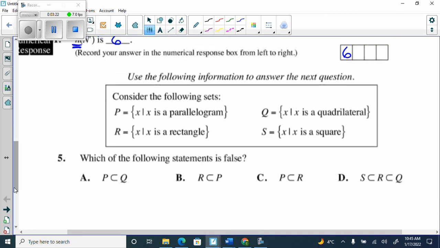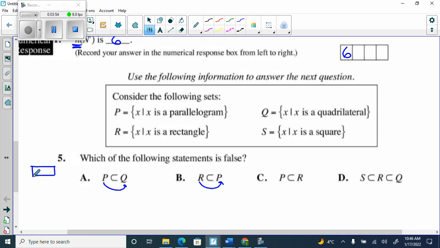Which of the following statements is false? So consider the following. And the little symbol, this means the subset. So everything in this is in this. Everything in R is in P. So all the parallelograms are quadrilaterals. That's true. Because a parallelogram, it's like a rectangle, right? Sides are all the same. Also a parallelogram could be a square. Quadrilateral just means it has 4 sides.